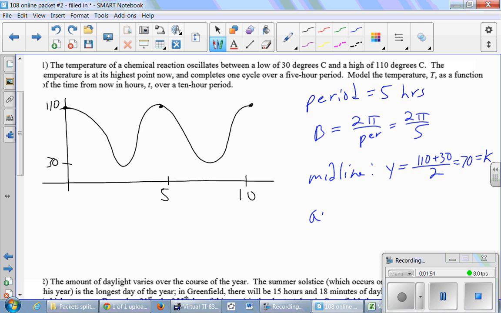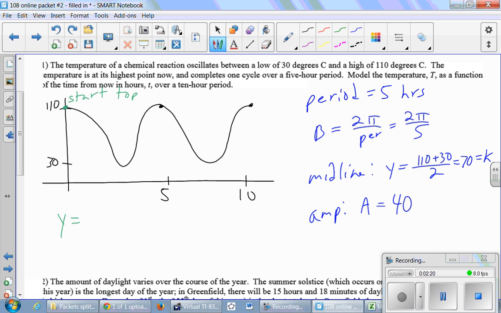And next is the amplitude. To get from 70 up to the top is 40, or 70 down to the bottom is also 40. So the amplitude is 40. And the horizontal shift we'll talk about, but let's first think of this, is it more naturally a sine or a cosine? Well, where does it start? Does it start at the top, middle, or bottom? So this one starts at the top, so to me it feels like it's naturally a cosine.